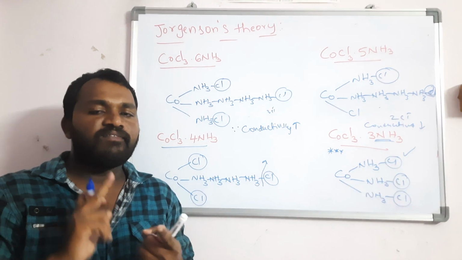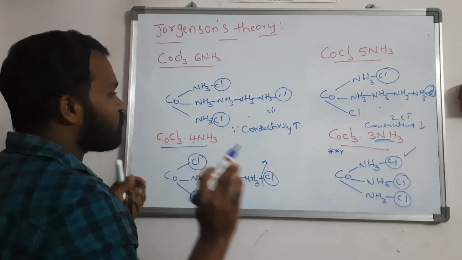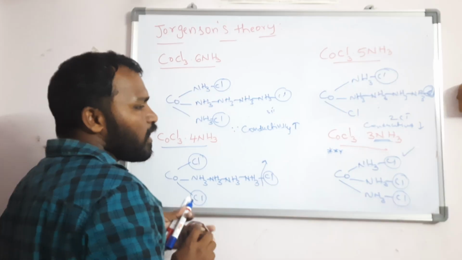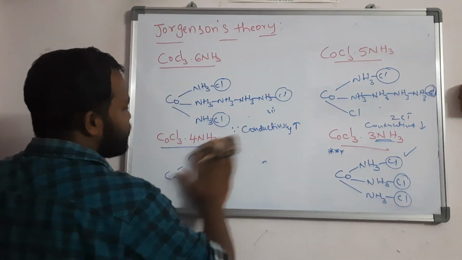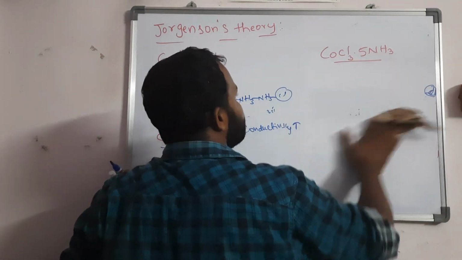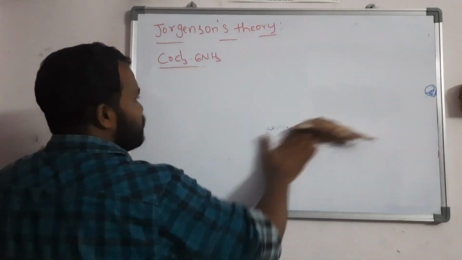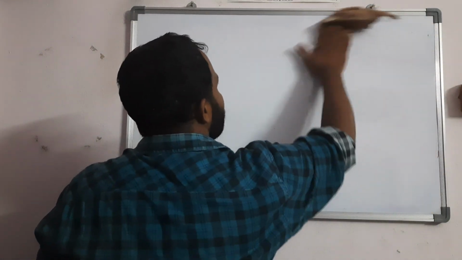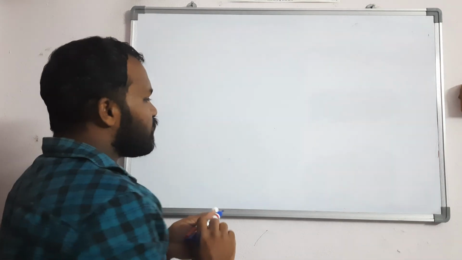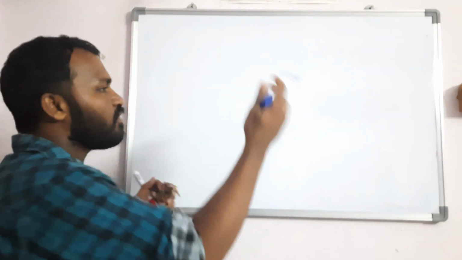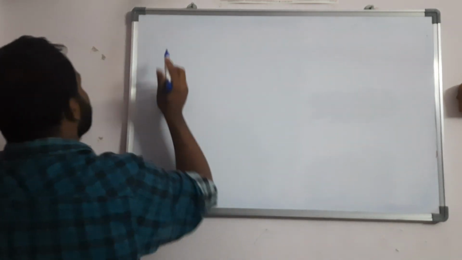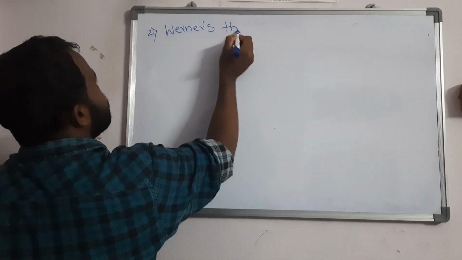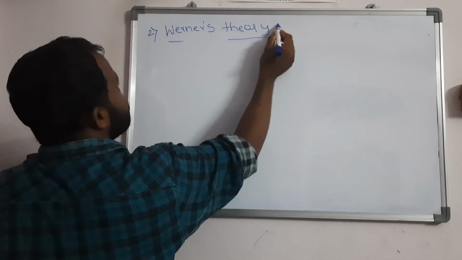Next, the second theory is Werner's theory. If they want to ask in the examination, mostly they won't ask from this much basic. Maybe there are chances according to Jorgensen chain theory, such as which of the following has more conductivity. So the second theory is Werner's coordination theory.